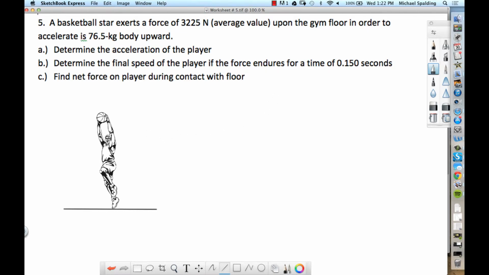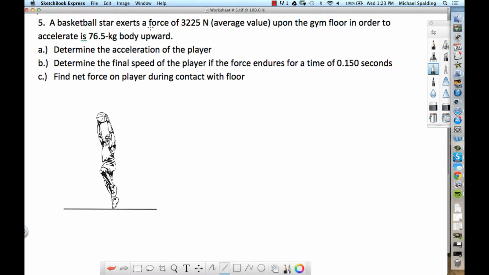Okay, number 5. We have a basketball player who exerts a 3,225 Newton force upon the gym floor in order to accelerate his body upward. So look, Newton's third law, I know you know it. Every force has an equal and opposite force. We haven't had a problem like this before, but here's how you do it.